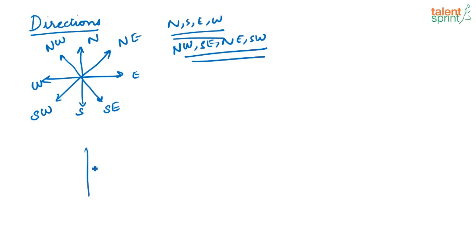Now you can also remember it like this. When we write NEWS, this is what we actually write. If you write it in the clockwise direction, you'll have N on top followed by E, S and W. That's one way in which you can remember how to draw the directions diagram.